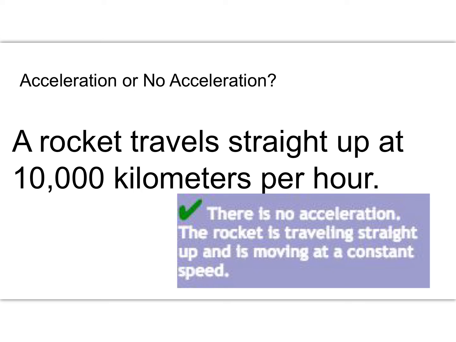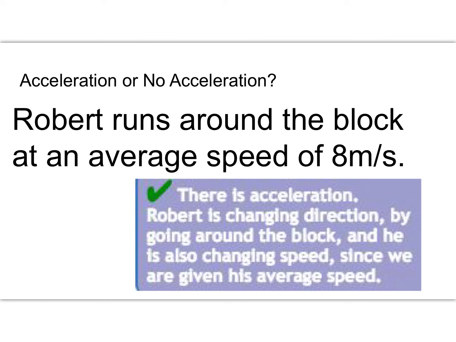A rocket travels straight up at 10,000 kilometers per hour. There's no acceleration because the rocket is moving at a constant speed and not changing directions. Robert runs around the block at an average speed of 8 meters per second. So remember that a block is a square, so each time he changes his direction, even though he might be moving at a constant speed, his velocity is changing because he's changing his direction.